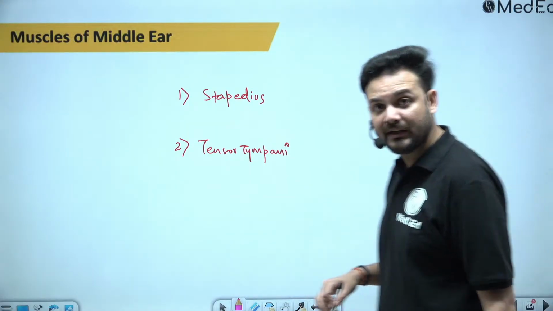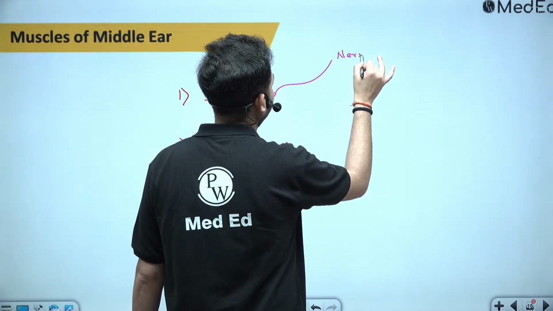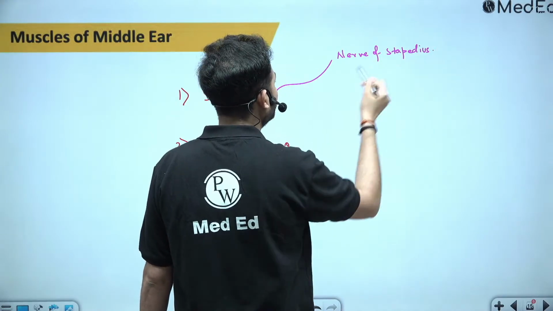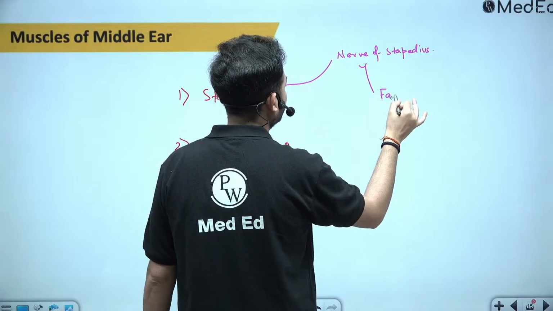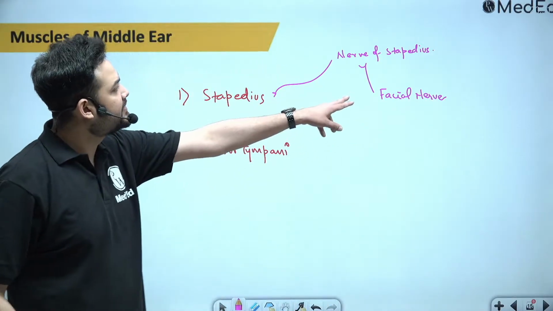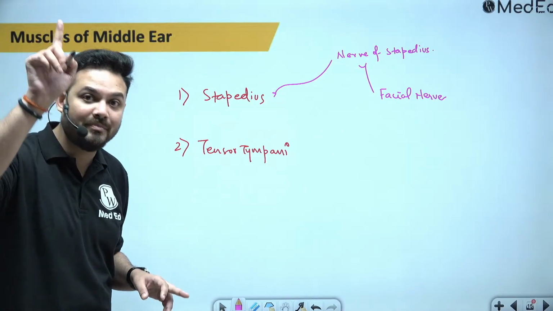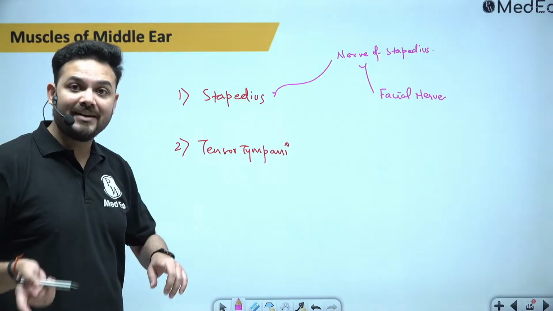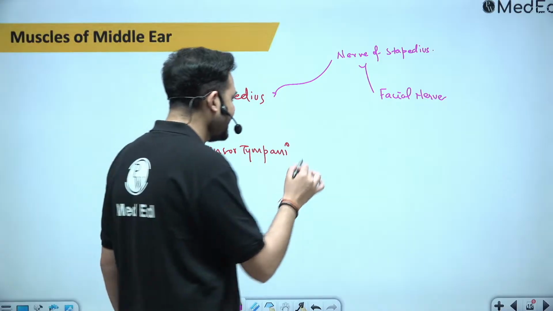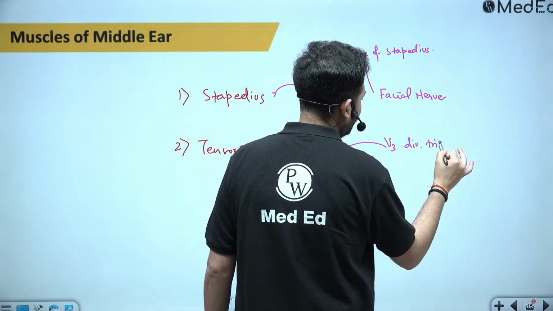This is important. Okay, so the nerve supply to stapedius is from the nerve of stapedius, and this nerve of stapedius is a branch of the facial nerve. So the facial nerve gives off the nerve of stapedius, and that supplies our stapedius muscle. Question number 1, asked many times in your NEET PG. But what they have asked recently is the nerve supply of tensor tympani. So the tensor tympani is supplied by the V3 division of the trigeminal nerve.